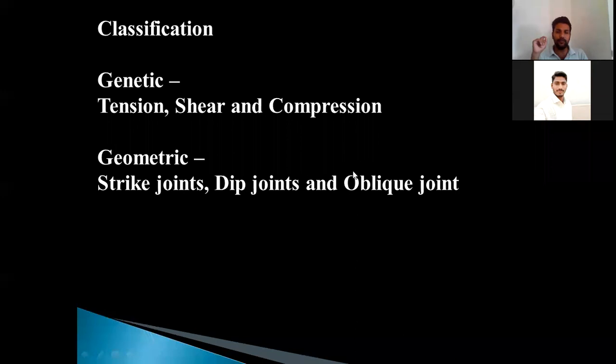But if the joint is classified on the basis of its relationship with the bed, then it can be termed a geometric joint. So genetic is defined on the basis of the process of formation responsible, whereas the geometric is classified on the basis of its relationship with the subsequent or consequent beds.